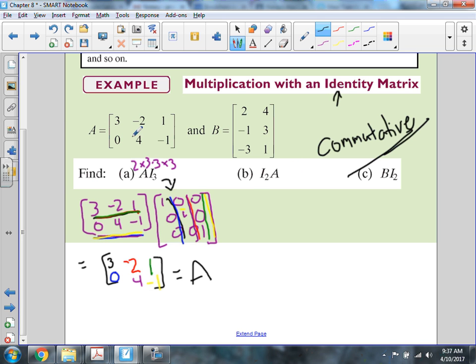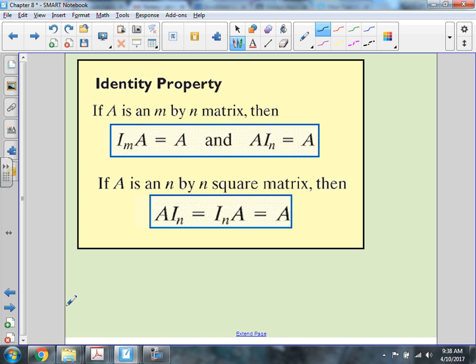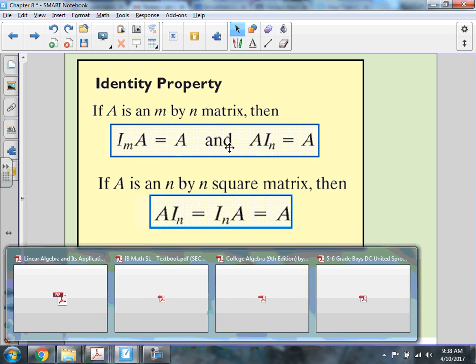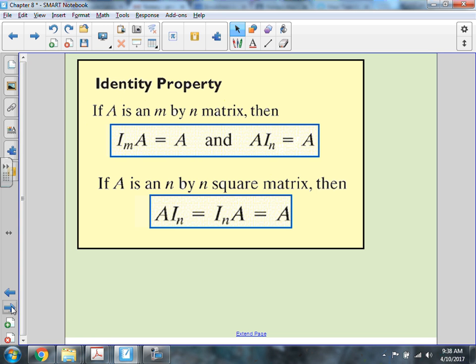So that is what an identity matrix does. It keeps the matrix the same. So here is the identity property demonstrating just that: if I multiply by the identity, the matrix stays the same. And you can left multiply or right multiply. It all stays the same. So that works.